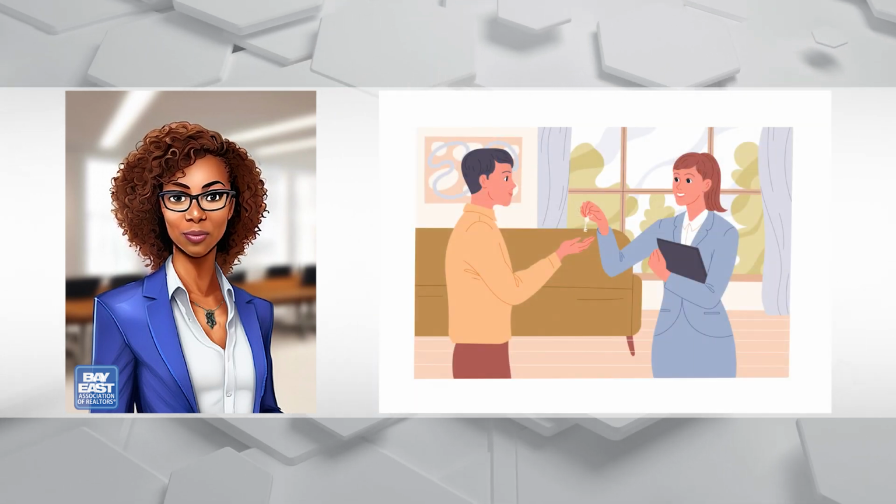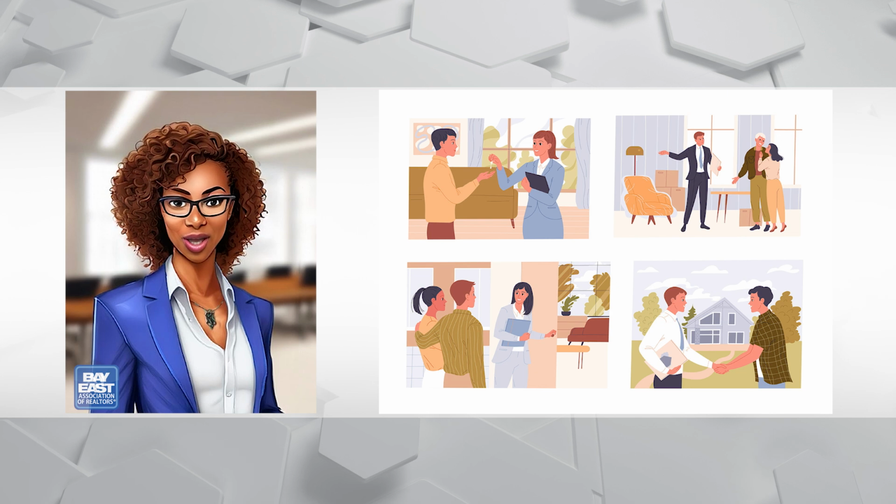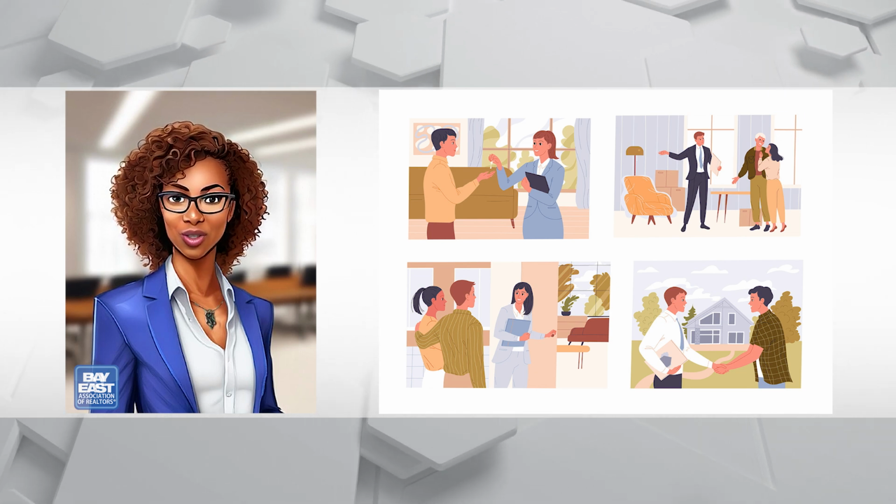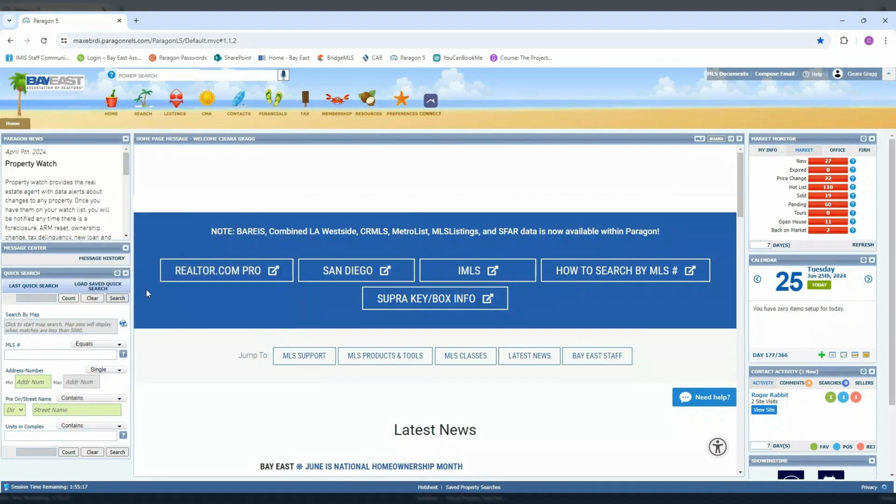Do you have clients looking to purchase property for multiple classes? For example, a client who is interested in single-family homes as well as a duplex or a triplex. You can perform a multi-class search for them very easily within Paragon.